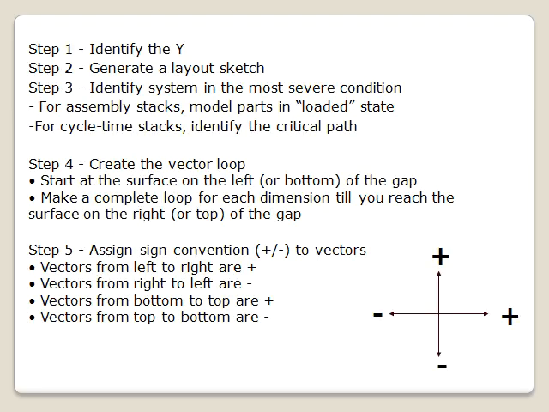Whatever I have explained here is step by step: identify the gap, and generate a layout sketch showing how it travels from left to right, right to left, and left to right. Based on this, our symbols will change, whether positive or negative. Create the vector loop, and assign the sign functions to the vectors.